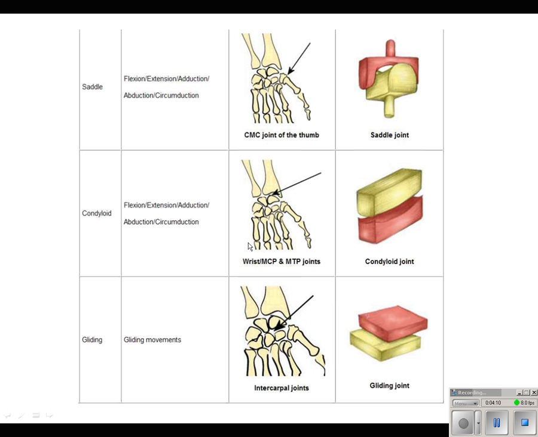There's a few other types also. We have what's called a saddle joint, and these are found in the fingers. It looks just like that. It's kind of overlapping. The condyloids are in the wrist, and gliding joints are in between the carpals in the hands. So those are actually gliding joints. They do just that. They glide back and forth.